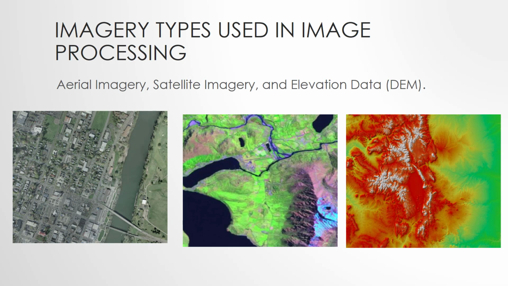Here's an example of 3 imagery types that are used in image processing. So on the left is an example of aerial imagery, in the middle is satellite imagery, and on the right is a derived product that was created with ArcGIS, and it is a digital elevation model, which is symbolized DEM.